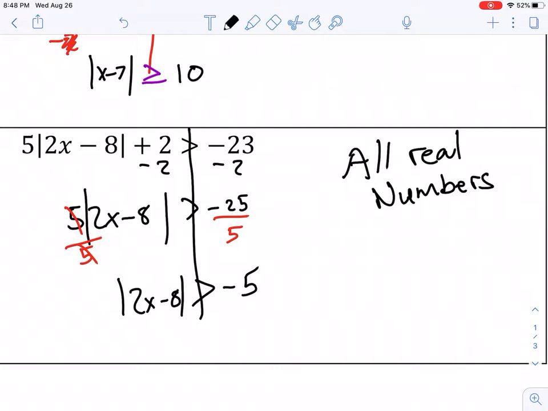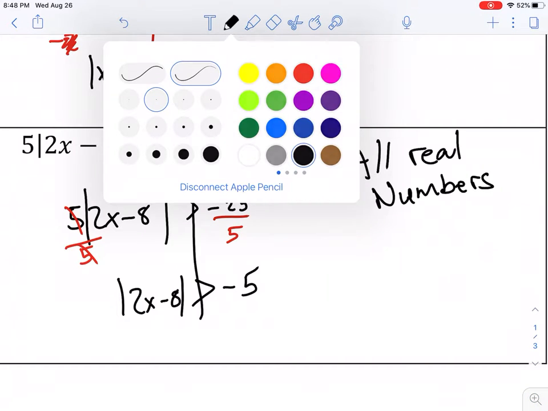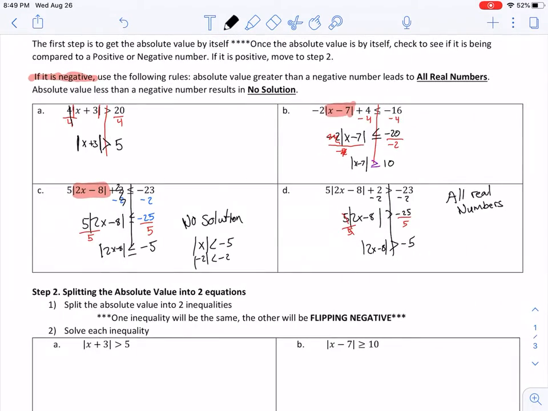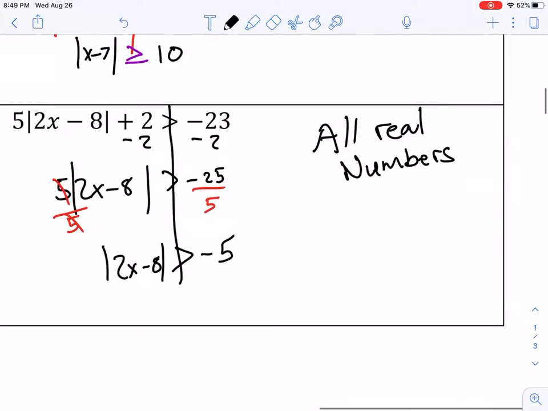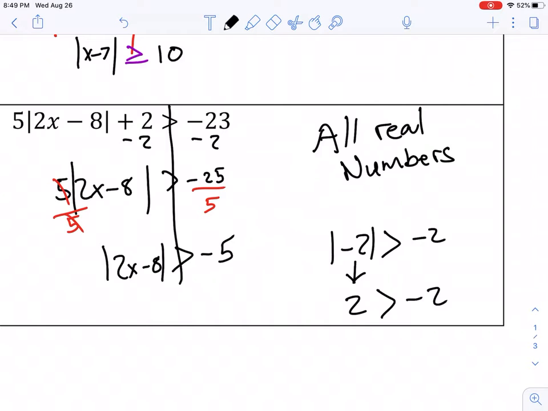Because we have an absolute value being greater than. Again, I'll use my negative 2 example here. So if I did the absolute value of negative 2 was greater than negative 2, the absolute value here is always going to end up being positive, and a positive is always going to end up being larger than the negative we're comparing it to. So because of that, this ends up being all real numbers.